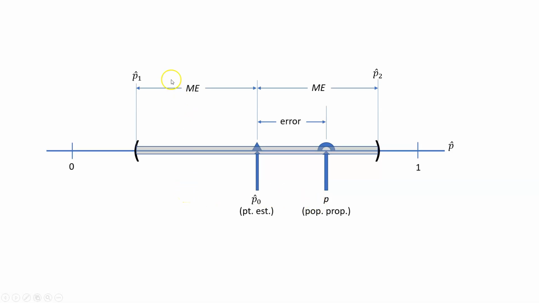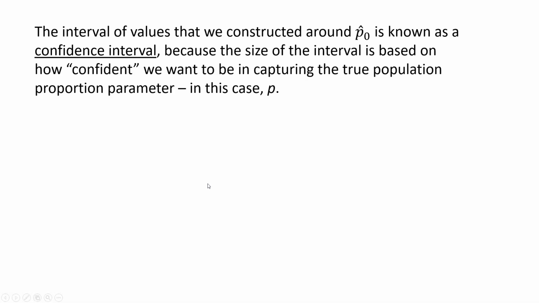All right, and then we would label the left side of this interval p-hat subscript 1 and the right-hand side p-hat subscript 2, and that would define the endpoints for our interval. Now again, notice that the interval of values that we constructed around p-hat subscript 0 is known as a confidence interval because the size of the interval is based on how confident we want to be in capturing the true population proportion parameter, which is in this case p. So we have to be given some sort of confidence level that we want to construct that interval with, say 95% confident, or if we want to be 99% confident, whatever. That's how we're going to express our confidence.